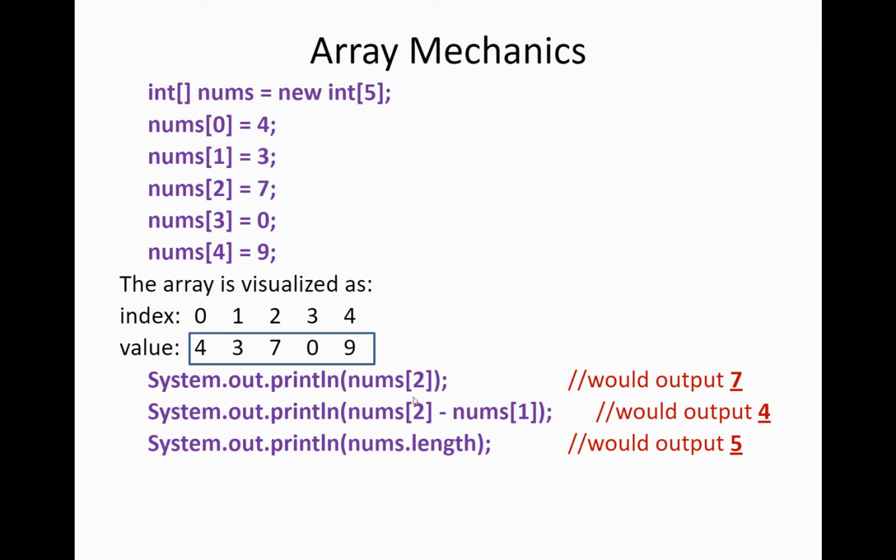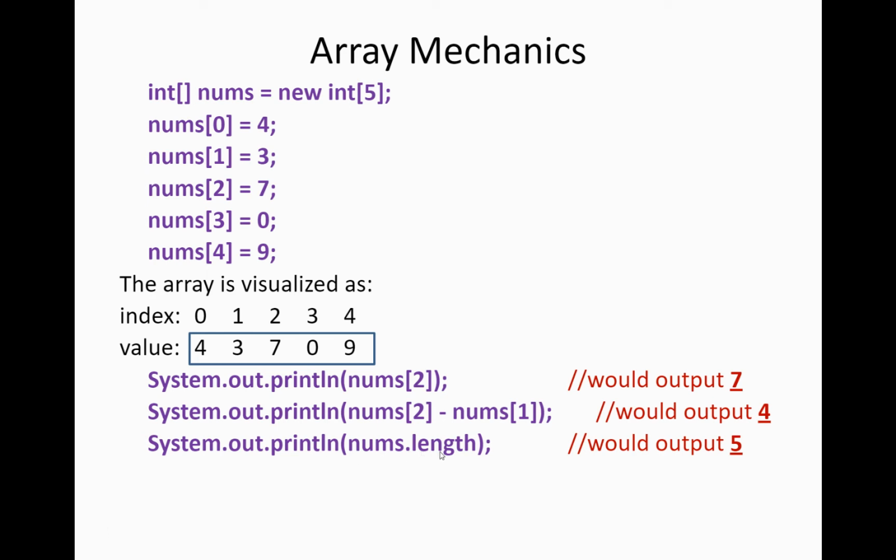And you can see here that these variables are able to be put in as parameters and arguments to methods, and it's also able to calculate them as though they were just normal values. So nums2 minus nums1 will output 4 because it evaluates as 7 minus 3, and 7 minus 3 gives me 4.